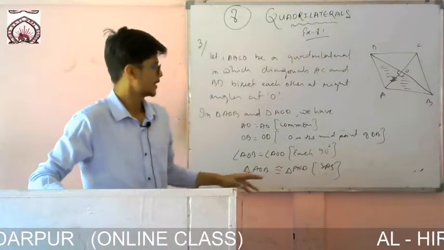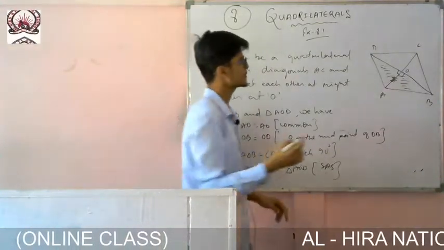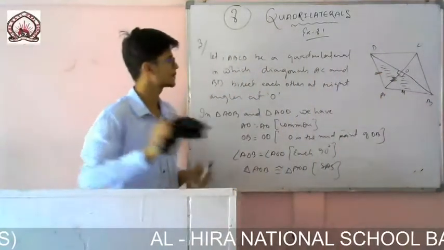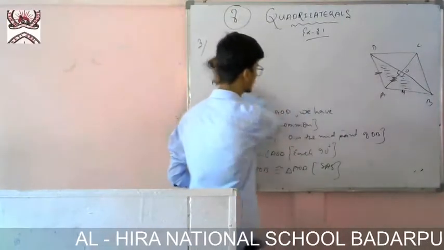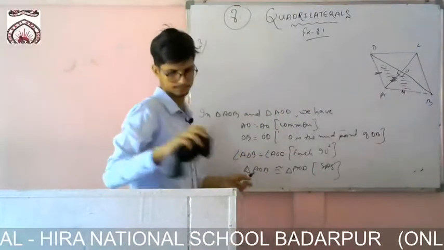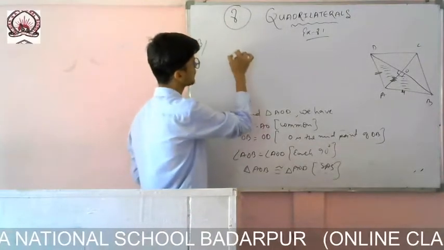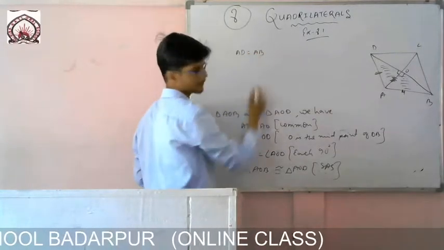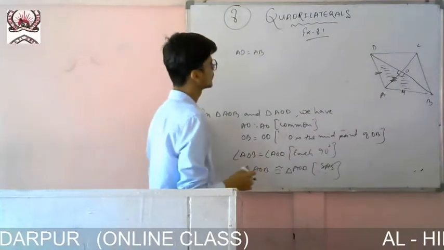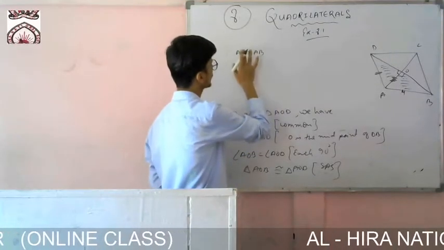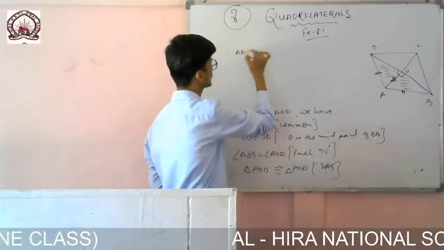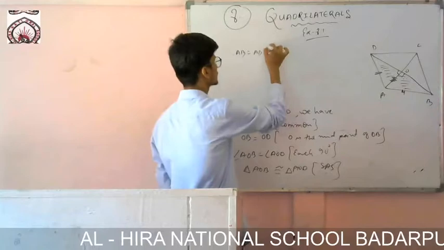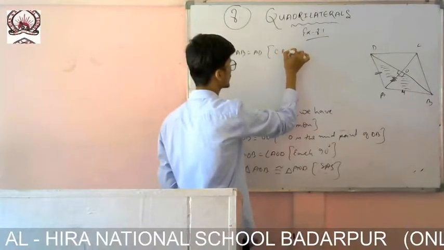Now if these two triangles are congruent, that means their corresponding sides are also equal. So therefore I can write AB is equal to AD. Same thing, but in order, let me write: AB is equal to AD by CPCT, corresponding parts of congruent triangles.